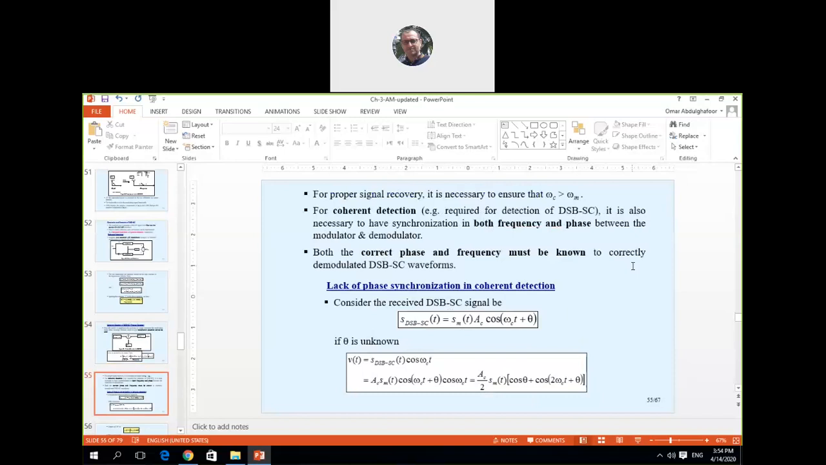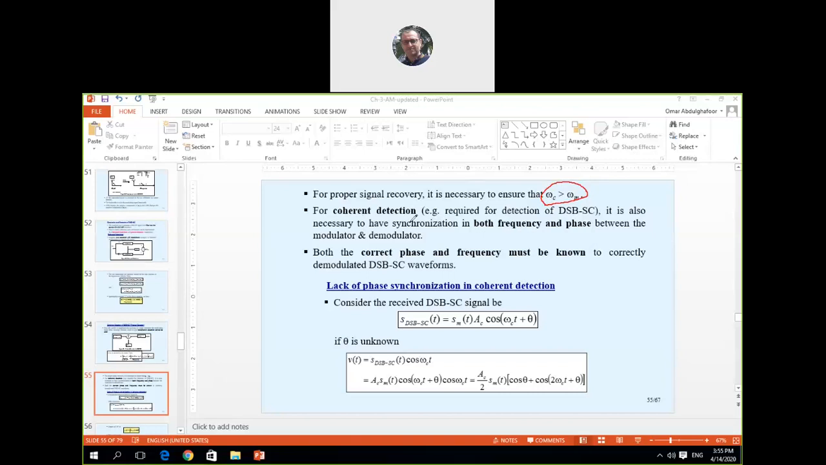For proper signal recovery, it is necessary to ensure that, as I mentioned in AM, this one should be greater than this one. The carrier frequency should be greater than the frequency of the modulating signal.